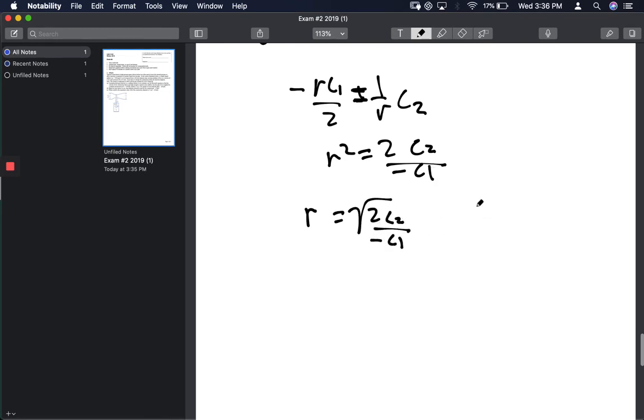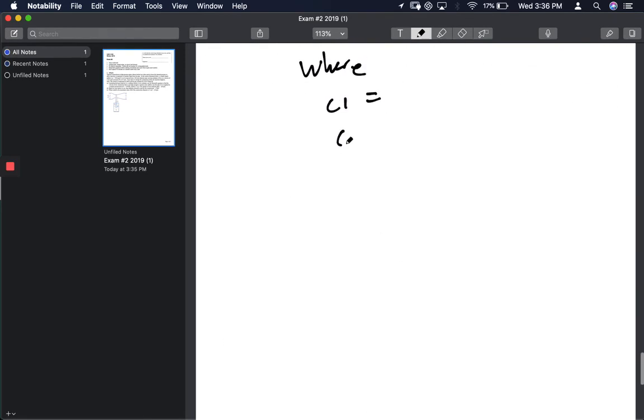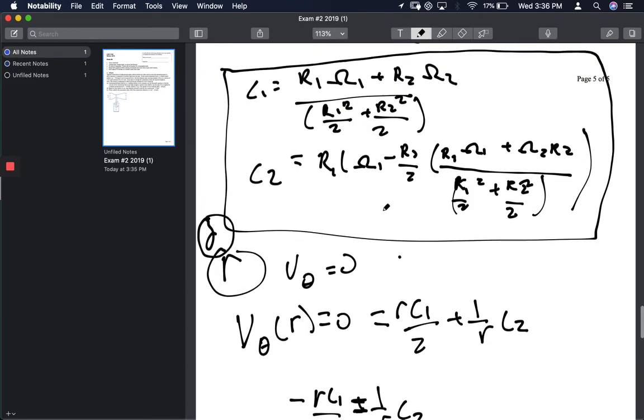And I just left my answer like this, and then you can just put in where C1 is equal to the mess that we found up here, and so is C2. So that's equal to whatever those are. And he seemed to take that as an answer. All right, that should be it.